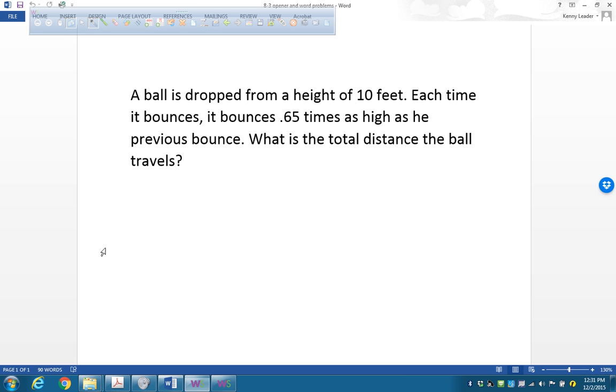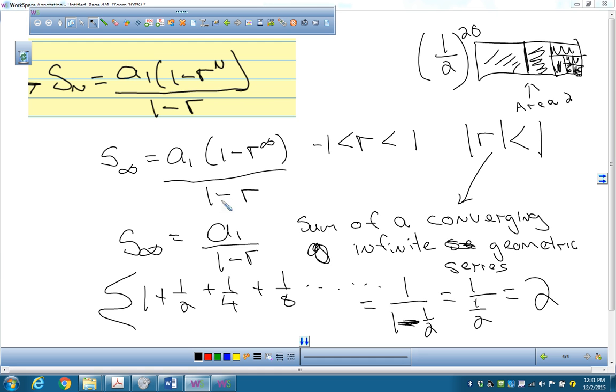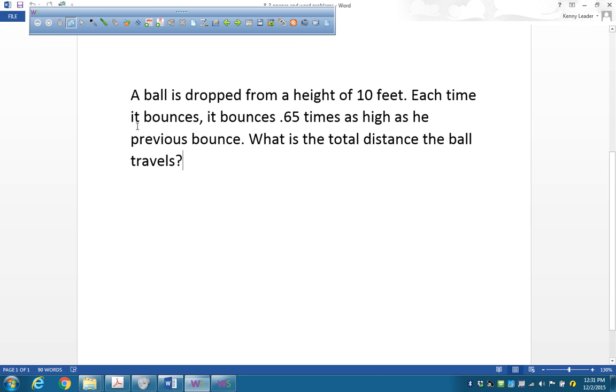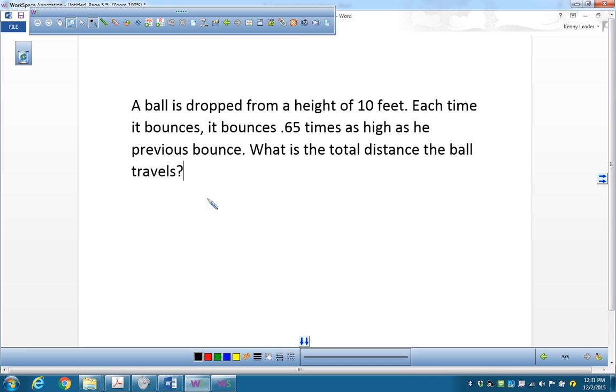Is that a number, or does it keep bouncing forever? It kind of looks like it keeps bouncing, but it doesn't. It will eventually stop because of energy and all that. But even if it kept bouncing forever, it would still travel a specific distance. When I drop it the first time, how far does it fall? It falls 10 feet, right? It's kind of tricky, because the first time it falls 10 feet, so you have to start with 10, but then you're going to sum up something.